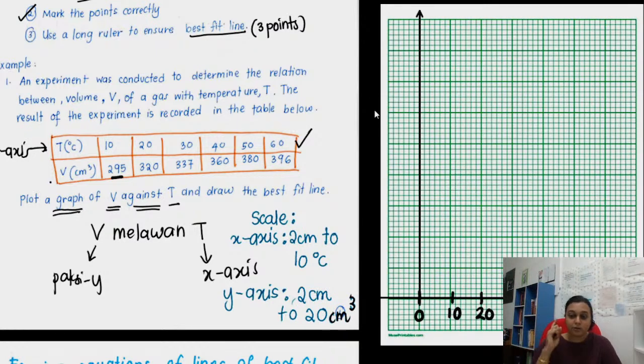We can, okay, remember this, only for y-axis you can start from different value. Boleh mula dengan number yang lain. Only for y-axis. X-axis memang start daripada 0 selalunya. Have to start from 0. Okay. Now, if y-axis, we start from, since here is 295, right?